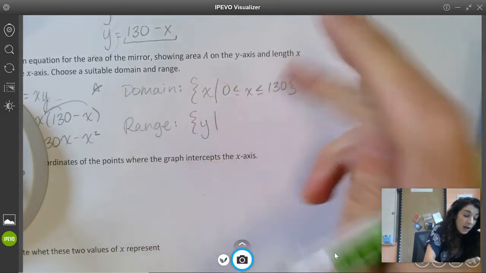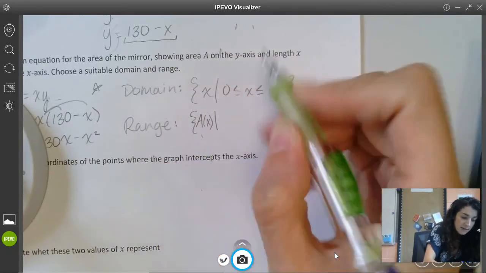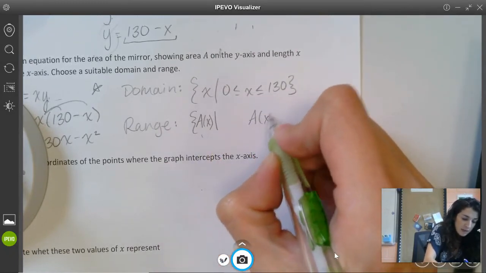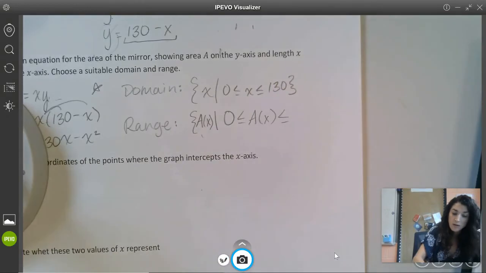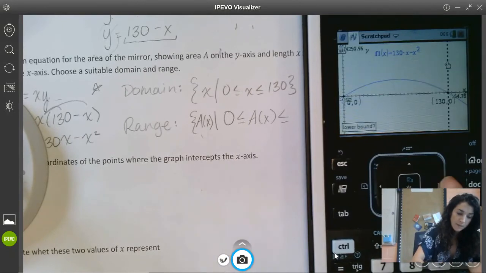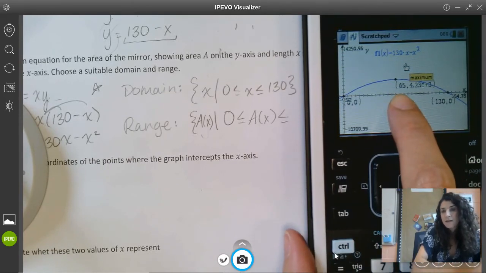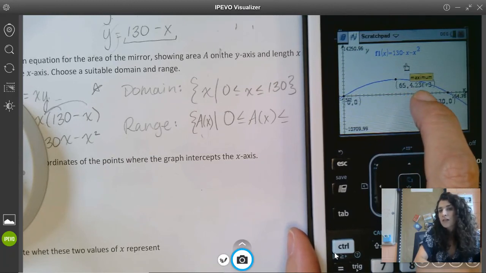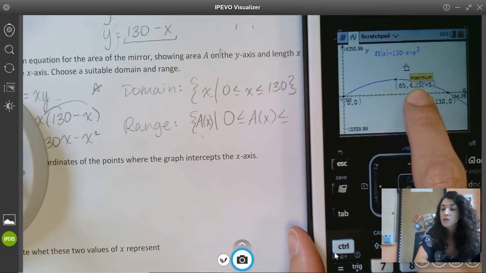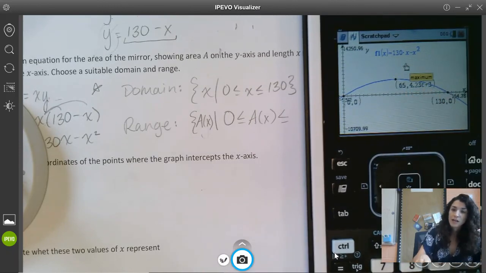Our range is not y, it's A of x, such that A of x must live between, we know 0 is our minimum here, and now I need to figure out what is the maximum the area could be. So I go to my maximum. My maximum occurs at a length of 65, and that's 4.23 e plus 3. Remember that that is scientific notation, meaning I move that decimal to the right 3 times, which means that's 4,230.